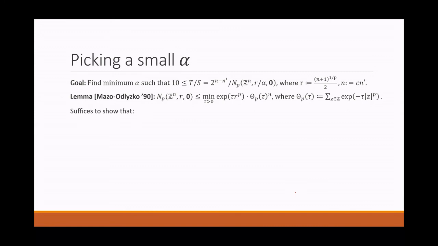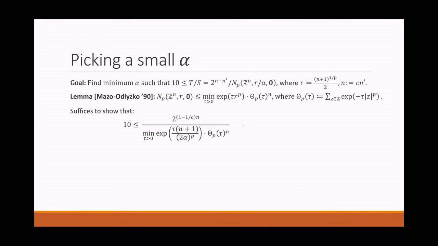Anyway, to achieve our goal, it suffices to show that this ratio on the right-hand side here is greater than or equal to 10. All I've done here is use the definition of N, and then use this upper bound due to Mazo and Odlyzko. So if we divide the expression 2^(1-1/C) times N by this expression, then that's going to be a lower bound on T divided by S. And hence, if we can show that this is at least 10, then we will have shown that T divided by S is at least 10.